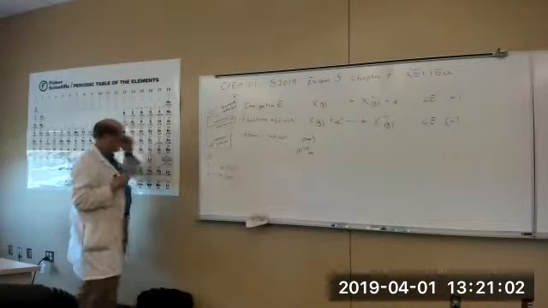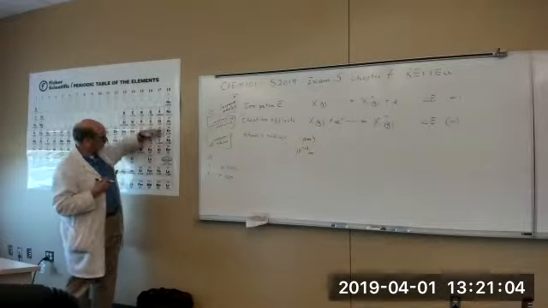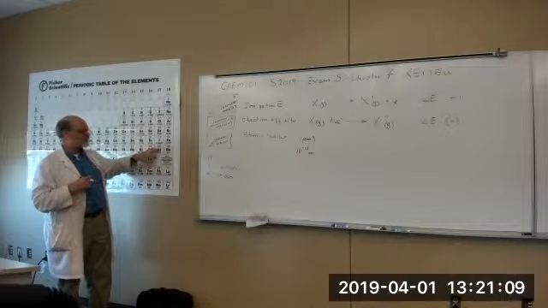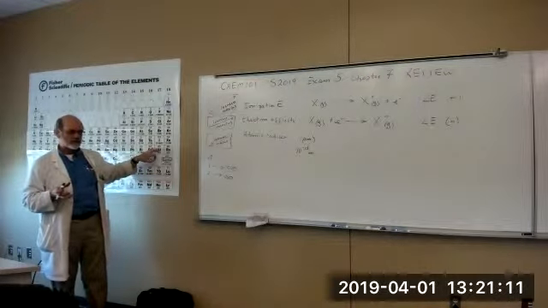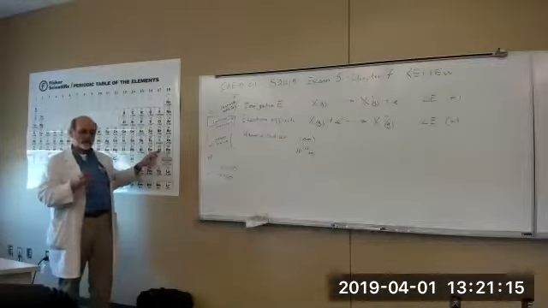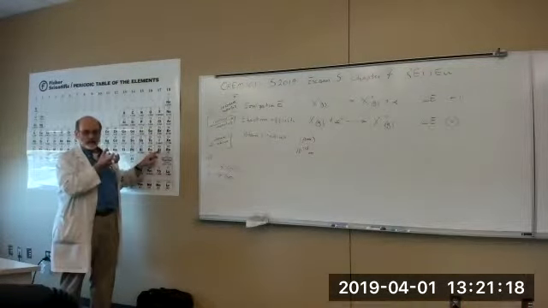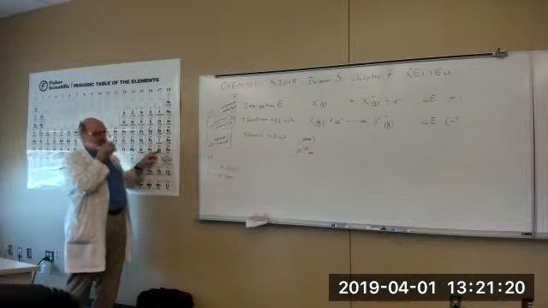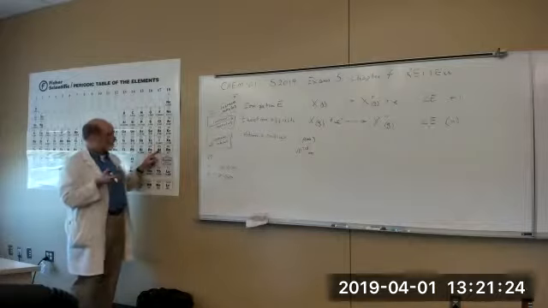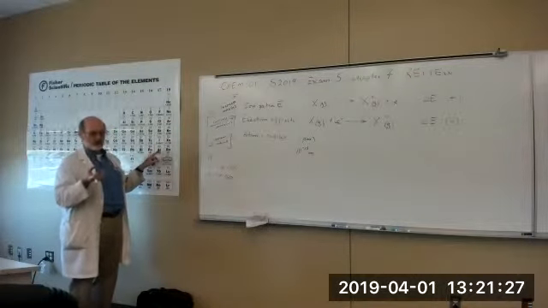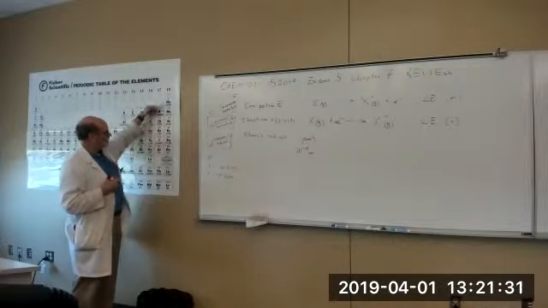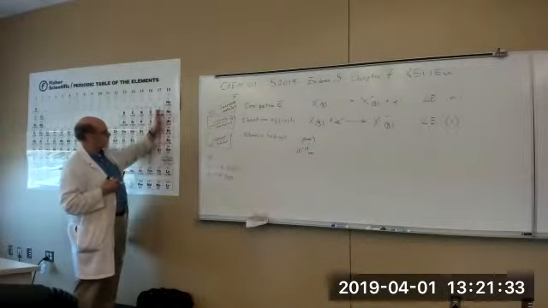And as you go down a family, the effective nuclear charge, you're adding more protons, but you're also adding more electrons, which tends to shield the inner electrons, the core electrons, shield the nucleus from the outer electrons, which makes the pull much weaker. So the affinity becomes weaker this way, stronger that way.